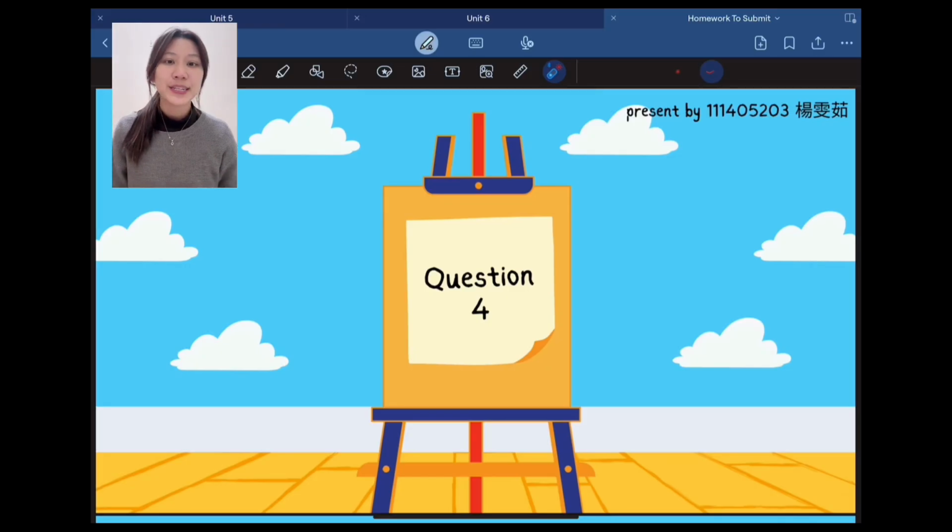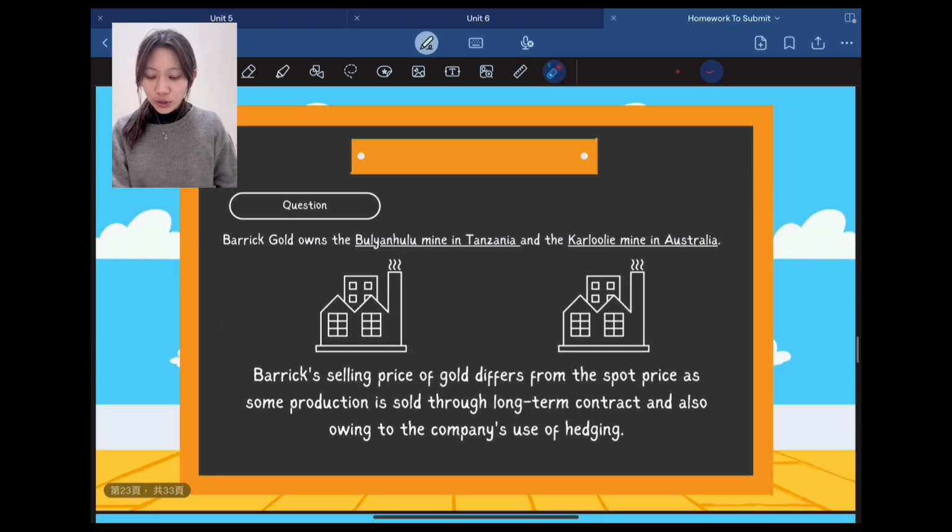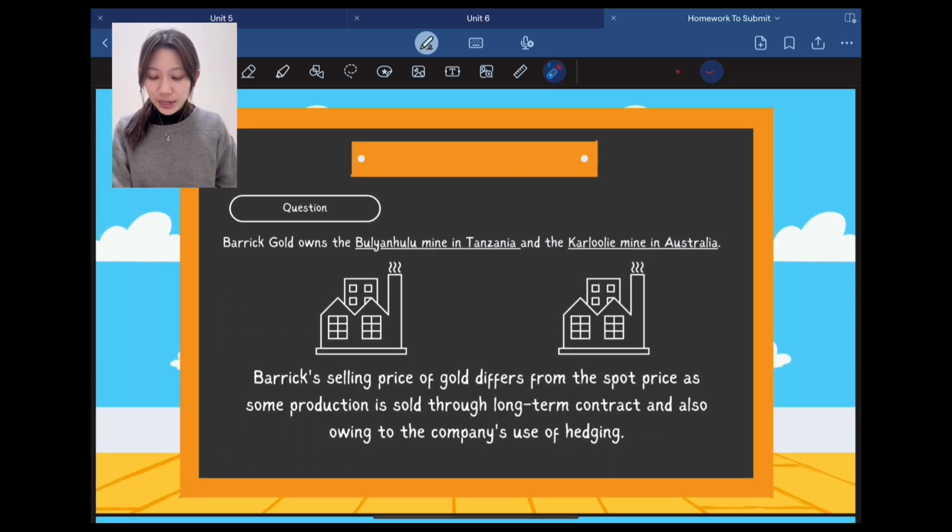Hello everyone, my name is Wenru, and today I'm going to show you how to deal with question number 4. So let's move on to the question. The question is talking about a company called Barrick Gold, which owns 2 mines. One is in Buyanghulu, and the other one is in Karluli.